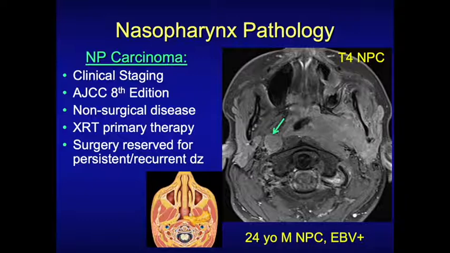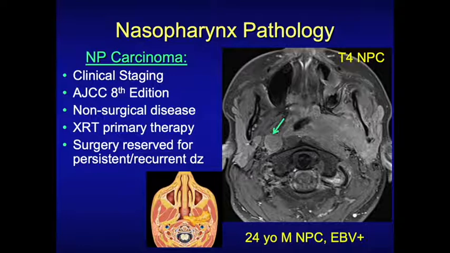The nasopharyngeal carcinoma staging is really clinical staging, and it's important to remember nasopharyngeal carcinoma is non-surgical disease. The vast majority of patients are treated with radiation therapy as the primary therapy. Surgery is really just reserved for persistent or recurrent disease. This is a graphic that shows the typical spread patterns of a T4 lesion, starting in the nasopharynx and extending laterally into the various spaces, parapharyngeal and masticator space, and then posteriorly into the prevertebral musculature.